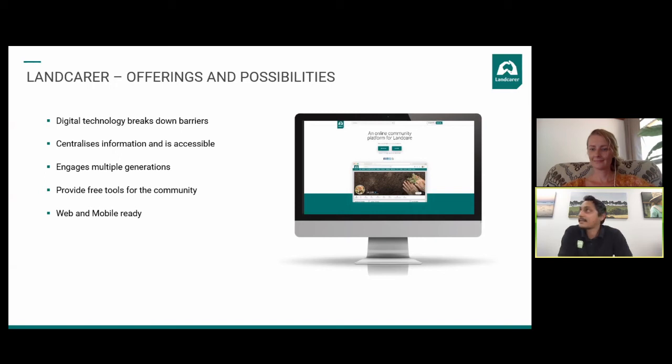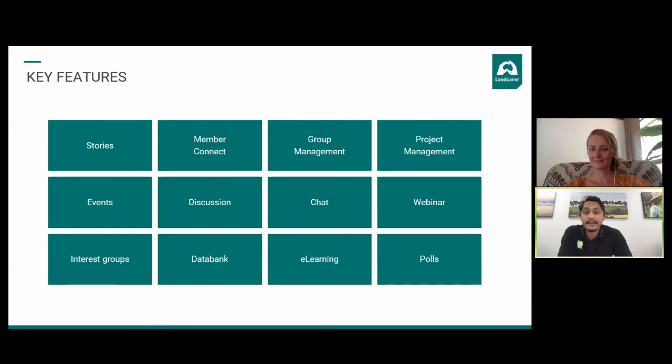So we've got the next slide, which is the key features on the Landcarer platform. So I'll run you through them to see exactly how we can use the platform. So through the stories section, you can share or read inspirational success stories, connect with others based on location at a regional, state, national level, or on the basis of shared interest. Manage your group, its stories, members, and give access to multiple administrators to help with the group's legacy plan.